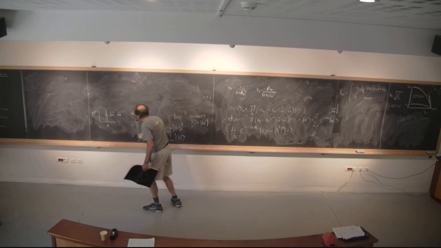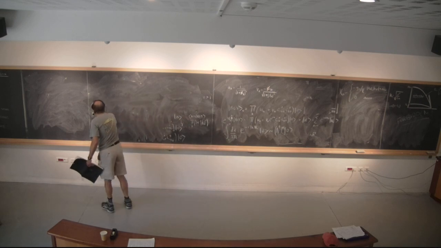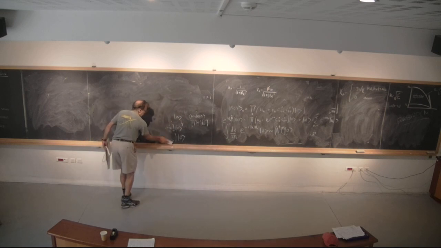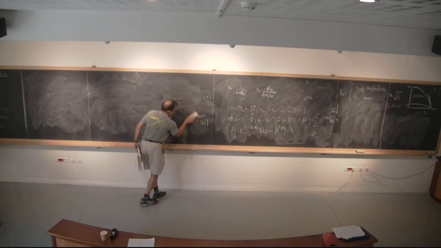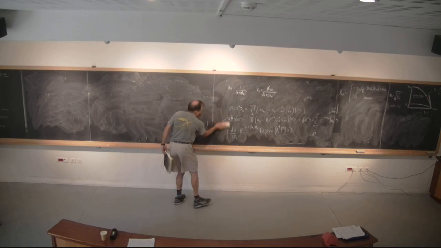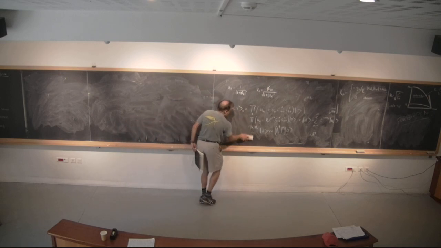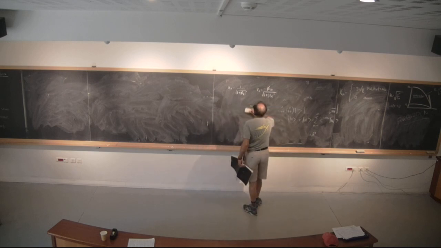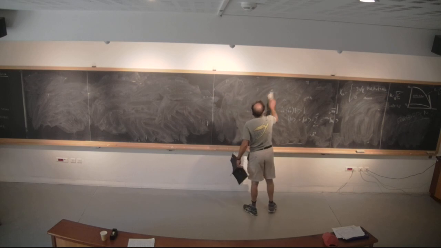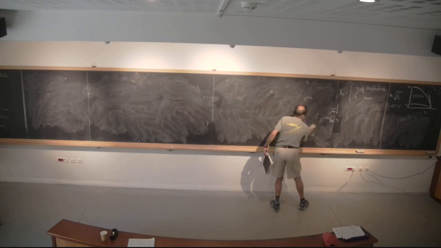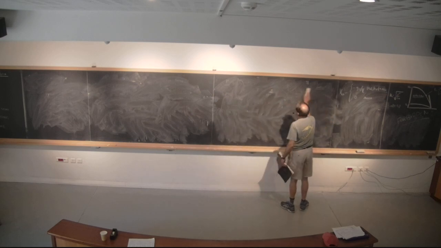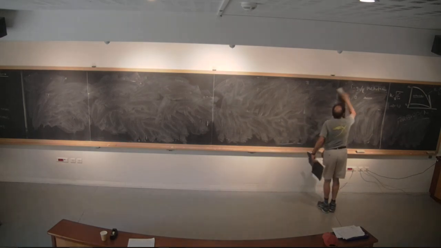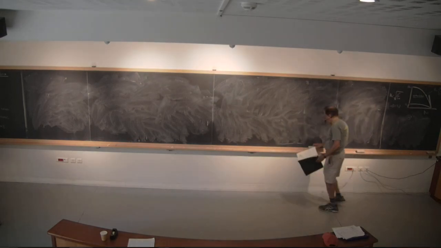So you may remember that Cooper had this interaction that scattered pairs. And so it took BCS a while to figure out how to write that down in an elegant way and to show that indeed the wave function that Schrieffer came up with was the ground state of that Hamiltonian. Okay? So let's look at that.